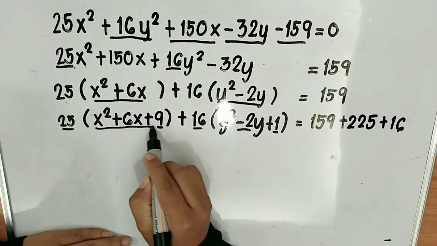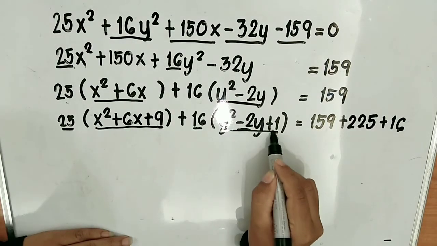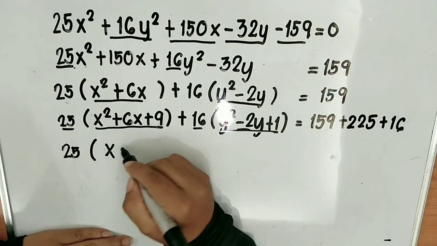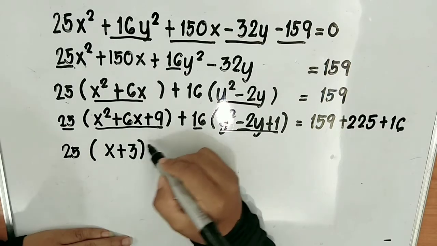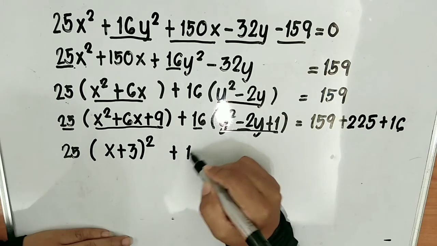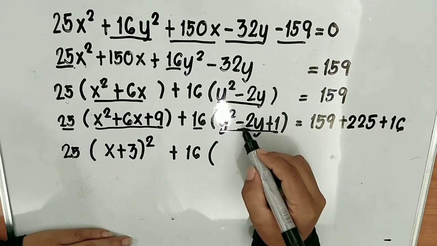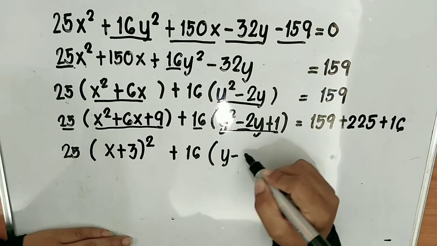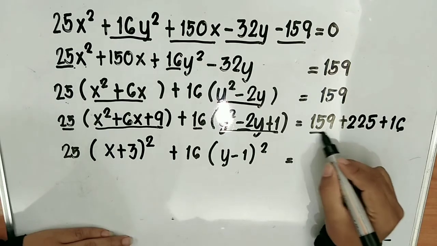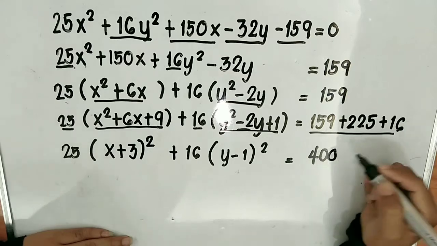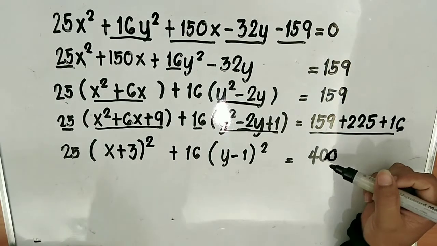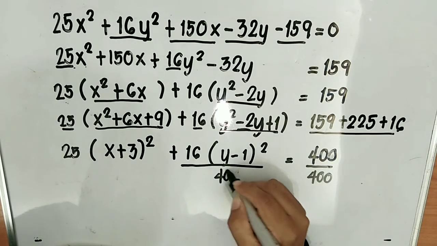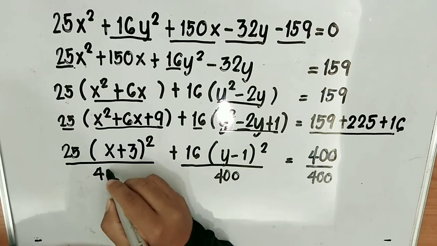Next, we will factor x squared plus 6x plus 9 and y squared minus 2y plus 1. So 25 times the factors of this one, x plus 3 and x plus 3, or x plus 3 squared. 16 times the factors of y squared minus 2y plus 1, which is y minus 1 and y minus 1, or y minus 1 squared. Then if you add this all, the result is 400. Now for this equation to be equated to positive 1, we will divide both sides by 400.